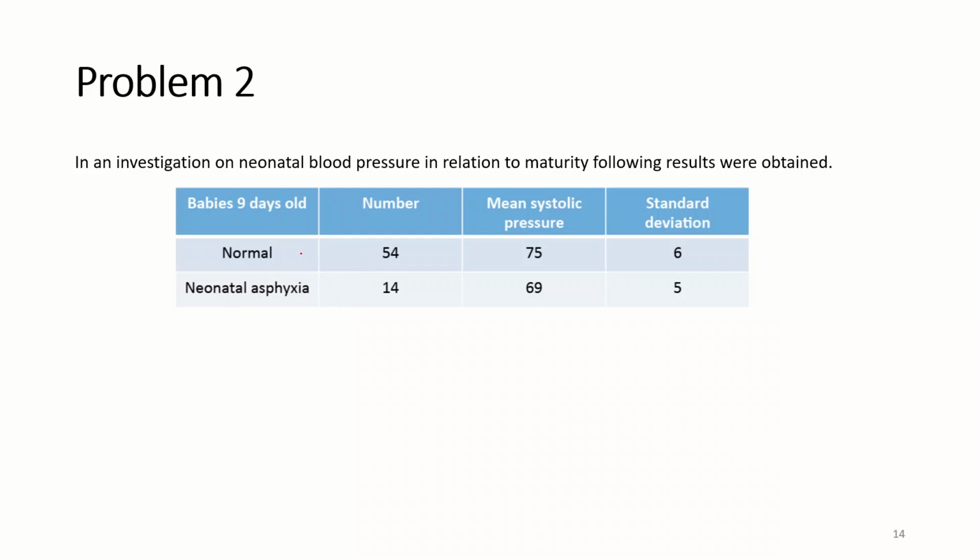So this is the normal one, the kid with normal oxygen, and this is the kid with neonatal asphyxia, and this is his systolic pressure, the blood pressure. You can take it. So normal is the control one. You can take normal as control also, and this you are supposed to take as experimental, yeah?